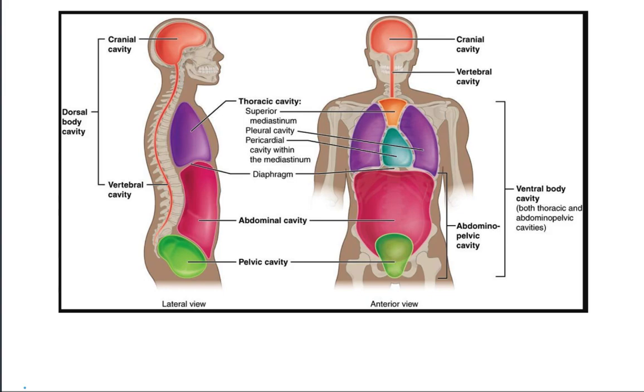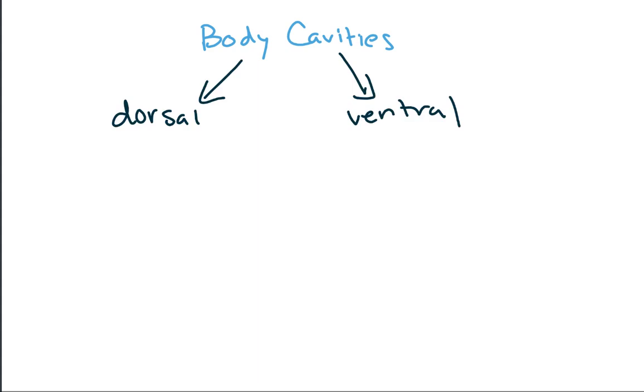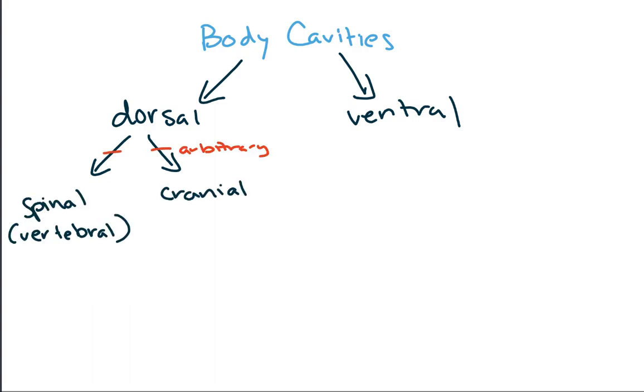All right, this is another image of the different cavities. If you got a little confused, here's a quick chart to help you figure it out and narrow down what's going on. We have our body cavities, and there are two big players here: our dorsal cavity and our ventral cavity. Within our dorsal cavity, we have two smaller cavities that aren't truly divided, the spinal cavity and the cranial cavity, though again, these are kind of arbitrary breaks.